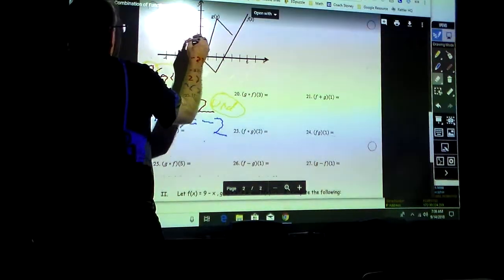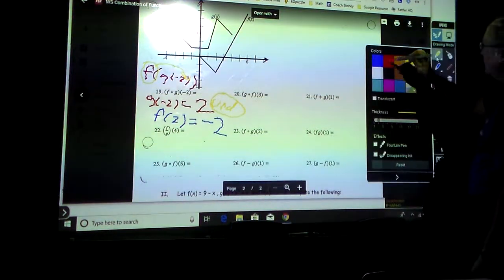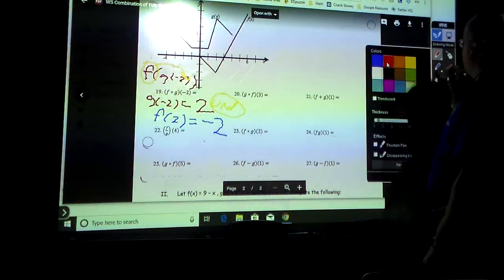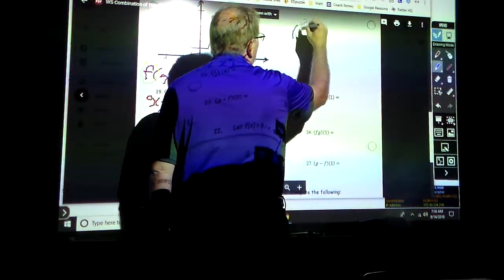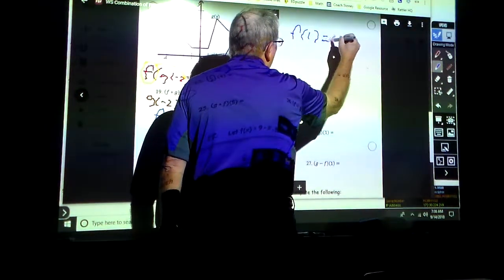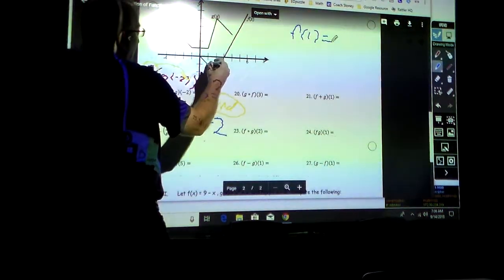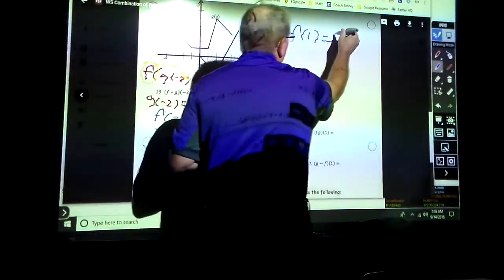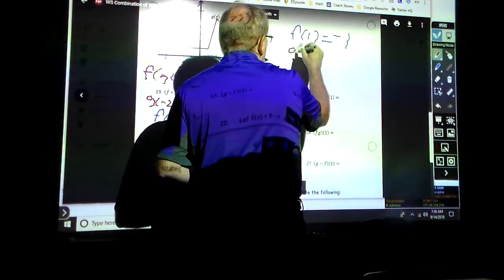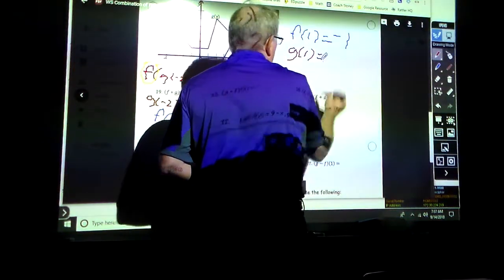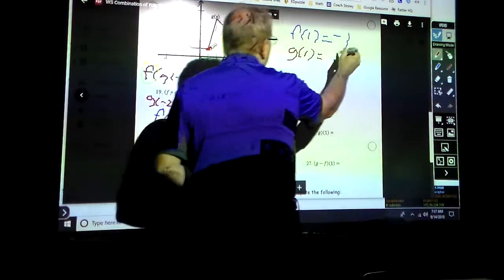So let's look at problem 21. Let's erase a little bit of that, leave those right there. Problem 21 says this here. This is f plus g. So I'm going to do f of 1, and whatever I get, I'm going to add it to g of 1. F at 1, here's 1. F at 1 is what? Negative 1, which I am going to add to g of 1. So g of 1 is right there, which is positive 1.